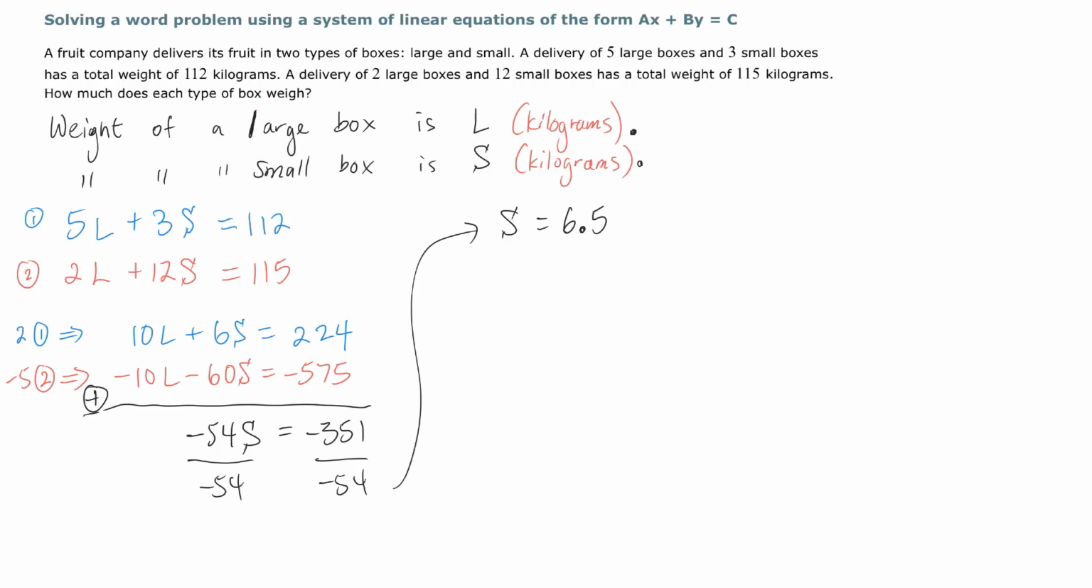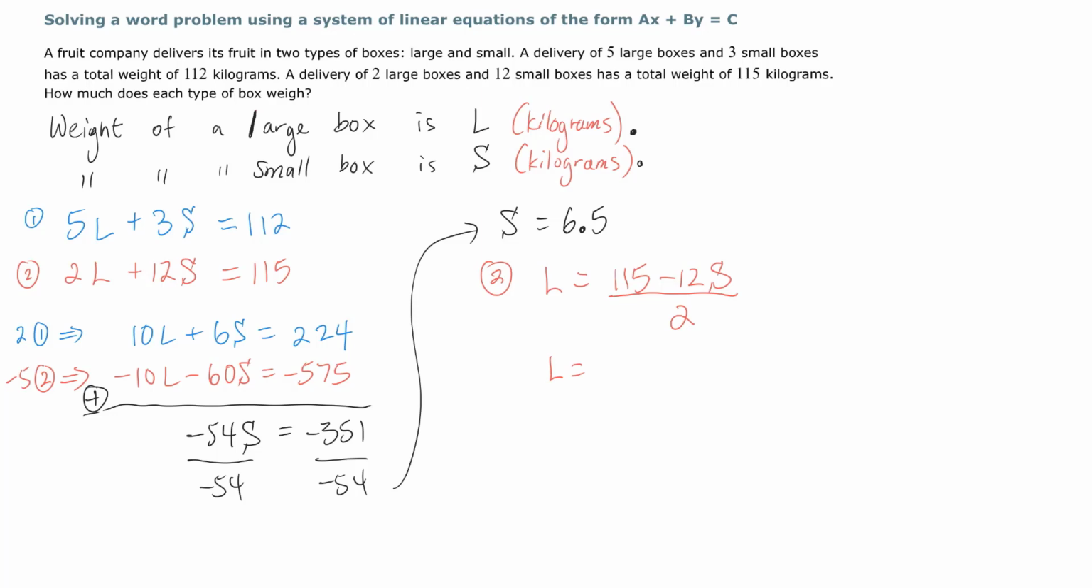Why don't we find L? How can we find L? Many ways to do that. Let's use equation 2. If you look at equation 2, you could solve for L. L is going to be 115 minus 12S, all divided by 2. And we know that S is 6.5 kilograms.